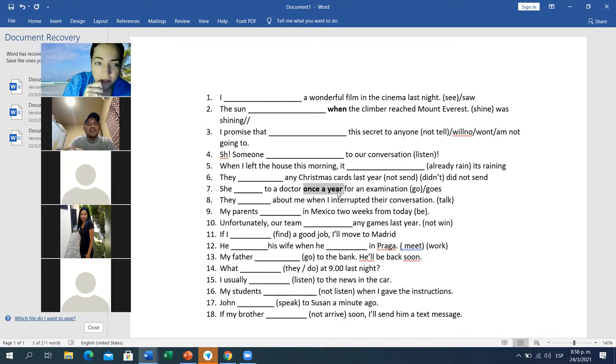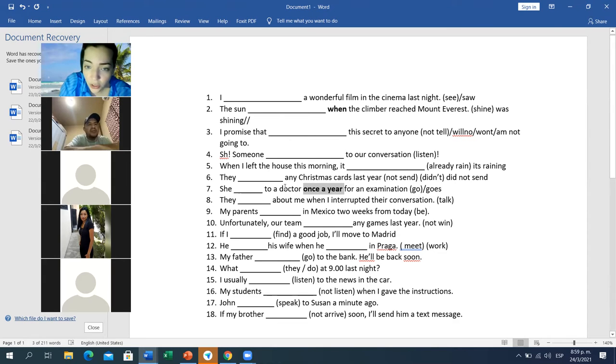I brush my teeth twice or three times a day. Okay. I work 5 days a week. Okay. I go to the doctor once a year. Yes, voy al doctor una vez al año. So it's a frequency, it's a habit, algo que usualmente hace. Once a year cambió toda la oración. Now, it will be different, sería diferente.